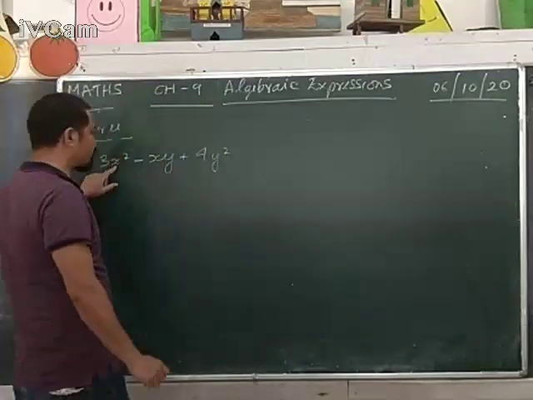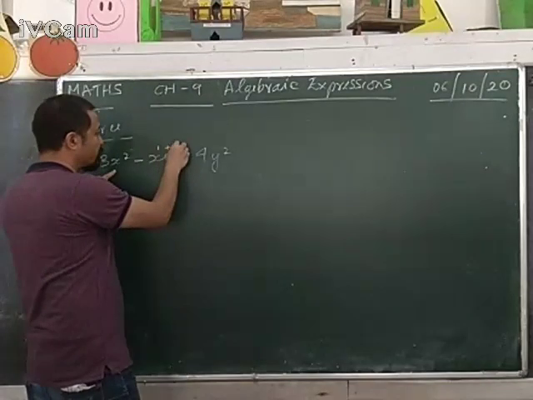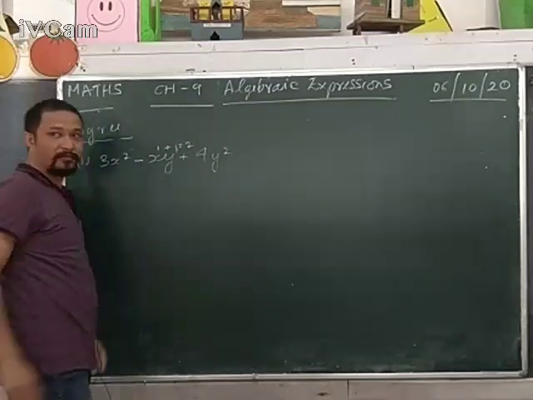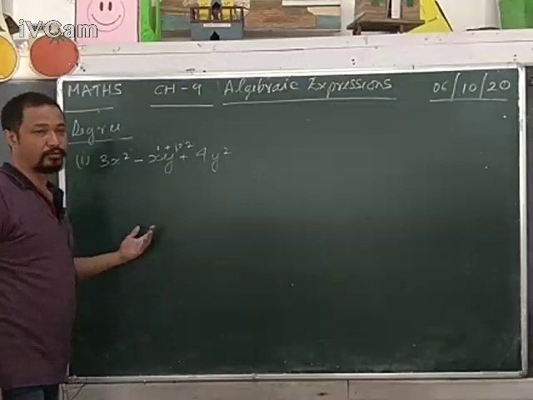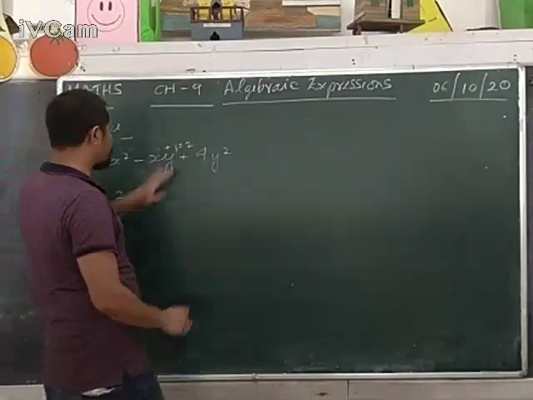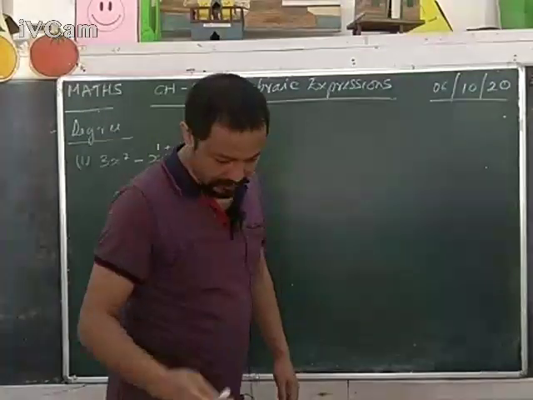This is already 2, this is already 2, and this is 1 and 1. 1 plus 1 will be 2. So for all the terms the power is 2, not lesser than 2 or more than 2. So the degree will be 2. I will not give my own example. Let me go for the second one.